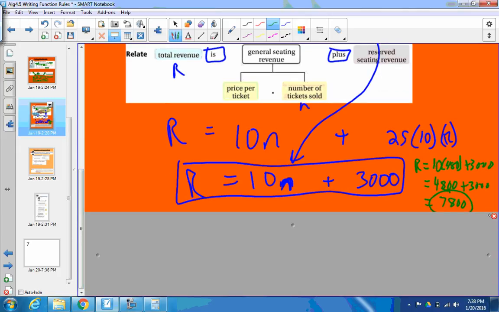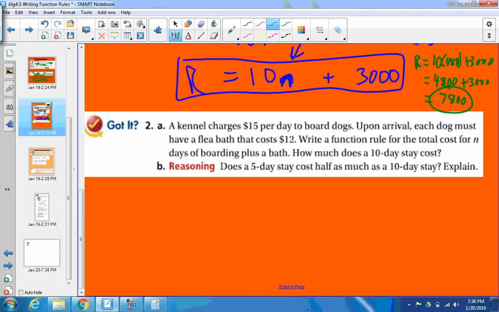All right, here's one problem for you to try. It says a kennel charges $15 per day to board dogs. So $15 per day, per would probably be a times, to board dogs. Upon arrival, each dog must have a flea bath that costs $12. So we're going to have to pay $12 no matter what. Write a function rule for the total cost of n days of boarding plus a bath. So that's what we're trying to find, the total cost.